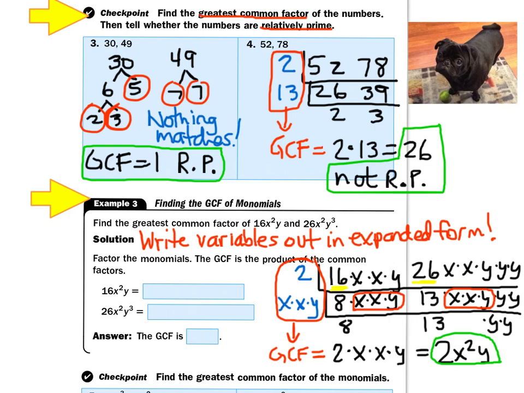Okay, and then I drop down everything else that I didn't circle. So I drop the 8 down, I drop the 13 down, and I drop the 2 y's down. And you always want to check this bottom layer to make sure that you didn't forget anything. But there's nothing else that these two monomials have in common, so I'm finished. So my greatest common factor is everything in the tower, everything going up and down. So the GCF is 2 times x times x times y, which I can write as 2x squared y.